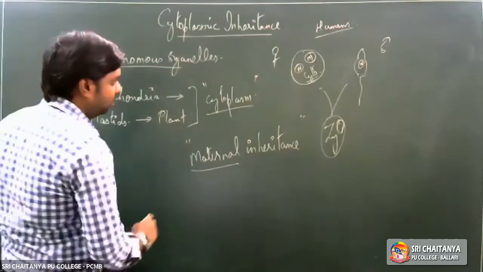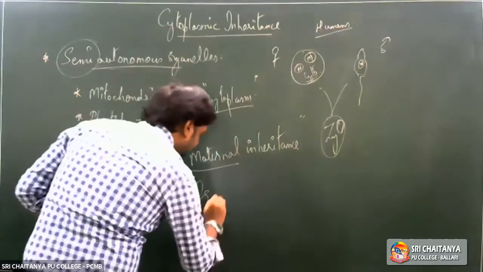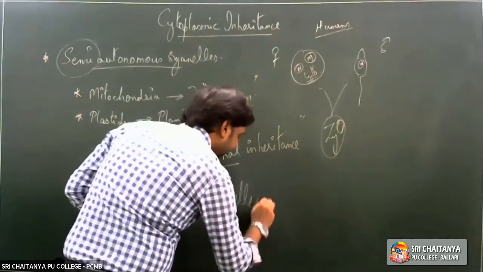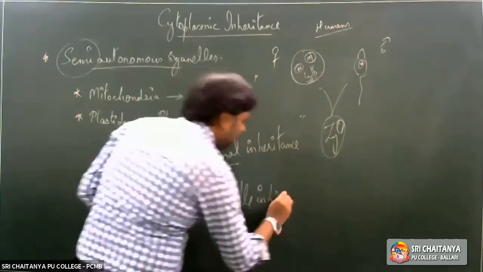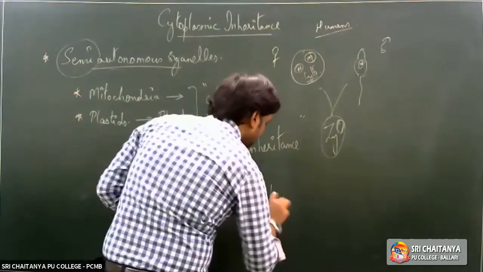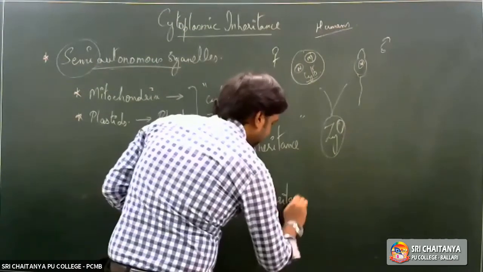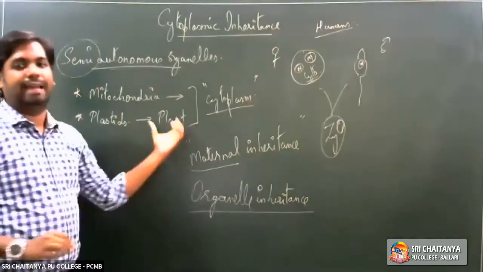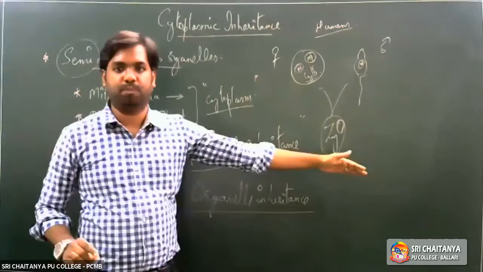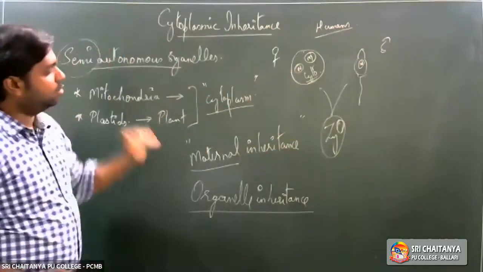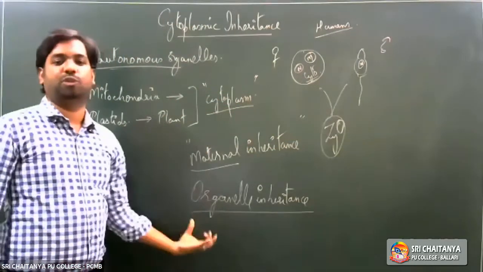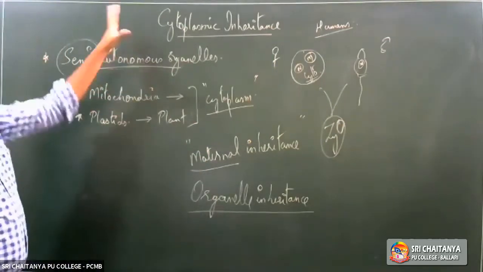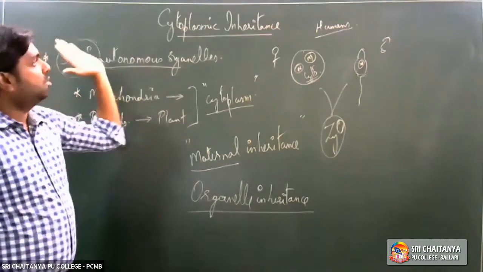There is one more name also given for it. We also call it organal inheritance. Why again do we call it organal inheritance? Because it is the organelles which are present in the cytoplasm which are getting inherited into the progeny, right? So we call it cytoplasmic inheritance or maternal inheritance, or we also call it organal inheritance, right? So this is what we have with a brief introduction with regards to cytoplasmic inheritance.